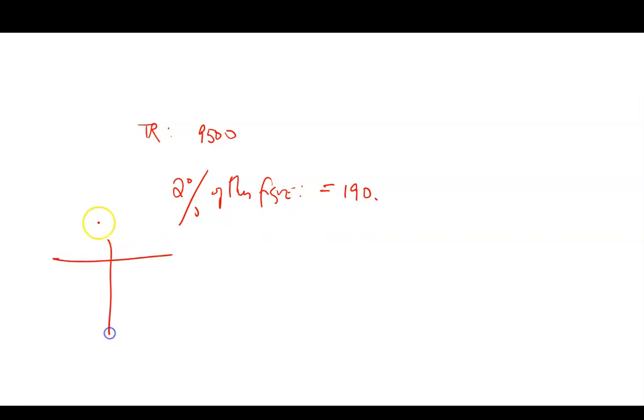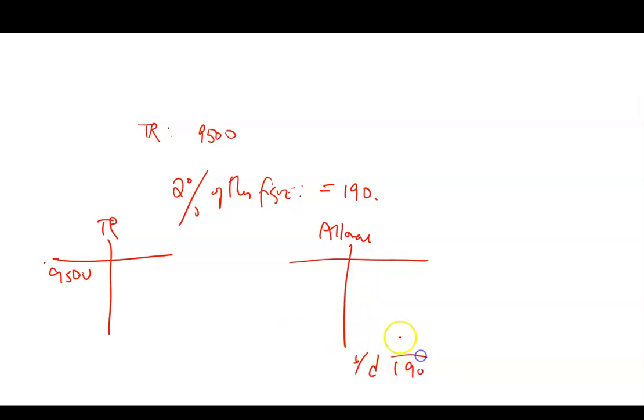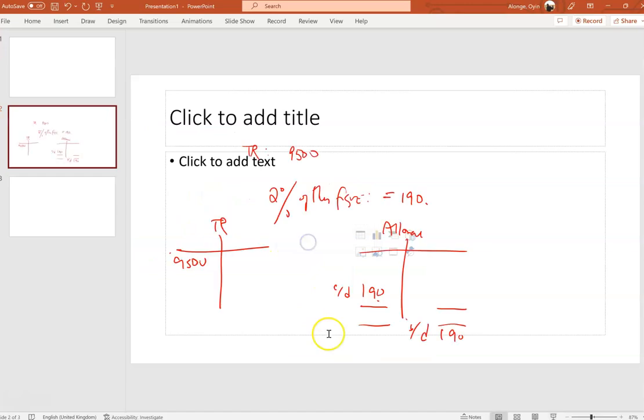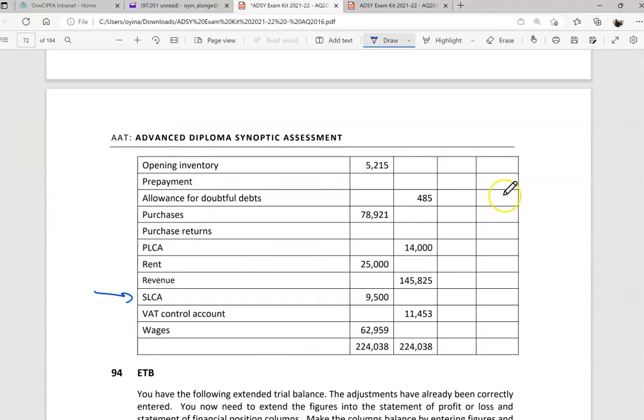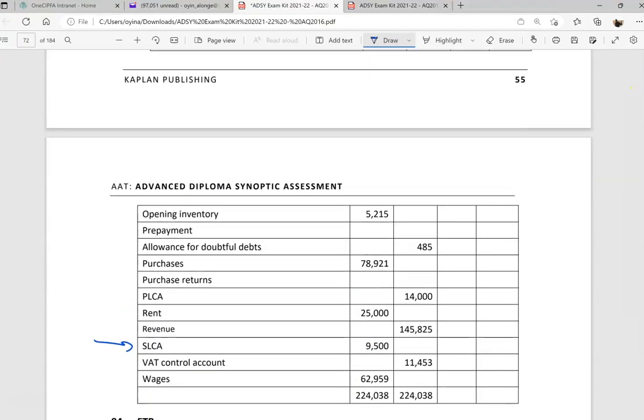So we want the allowance for doubtful debts to be 190. Currently we have 9,500, post deleting all the irrecoverables. This is the net figure, and then we have an allowance that we want the brought down figure to be 190. So the carried down figure is 190 and the brought down figure is 190. The question here is, what's currently in there?